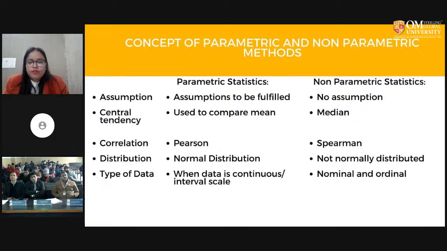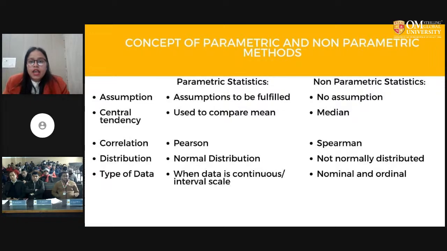Then the type of data. If you want to apply the parametric statistics, your data has to be continuous or interval scale or ratio scale. Okay. Now, talking about the non-parametric statistics, these types of statistics do not follow any kind of assumption. So we can say if certain assumptions like the normal distribution assumption are not met, then you can apply the non-parametric statistics alternative, which is available to us.